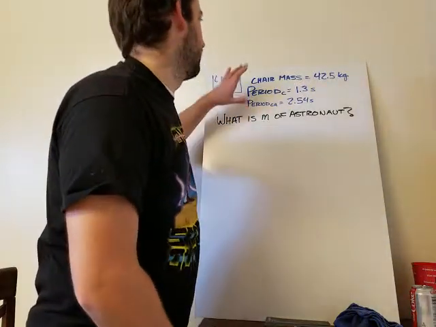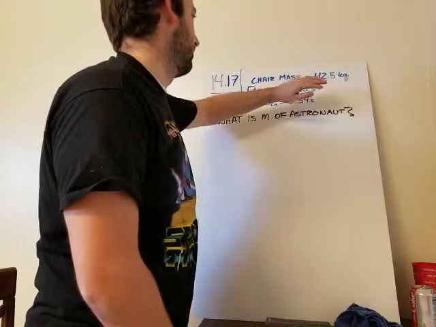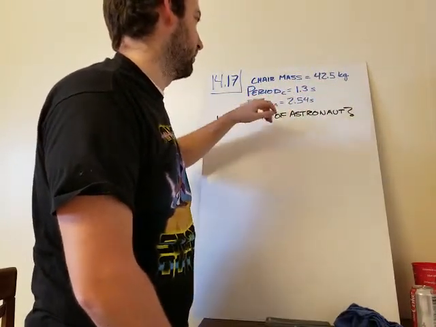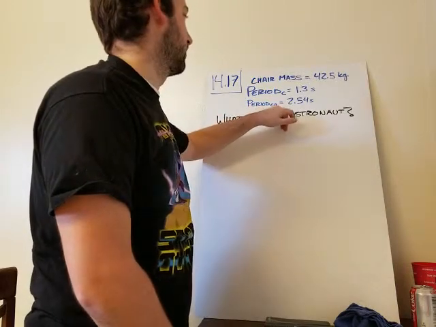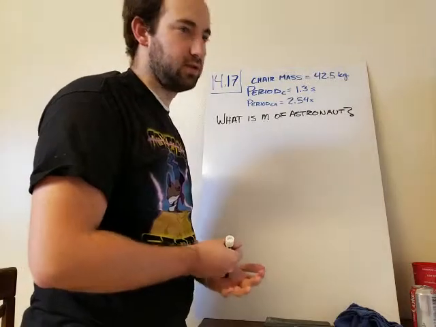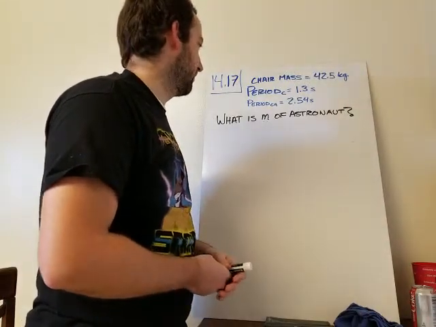So I've already written down the given information. We know the mass of the chair, the period with just the chair, which is 1.3 seconds, and then the period of the chair with the astronaut in it, which is 2.54 seconds. So that's all the information we really need.